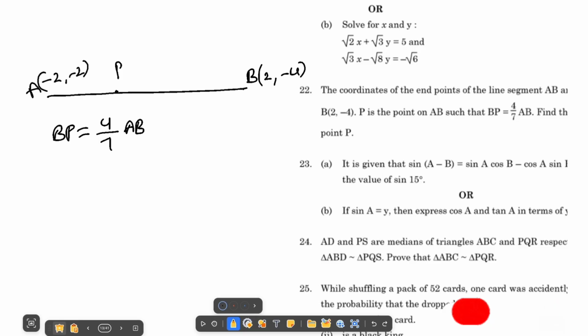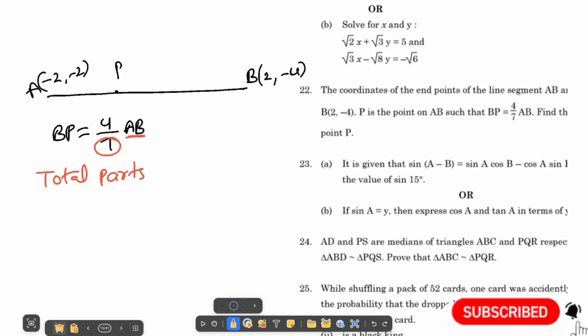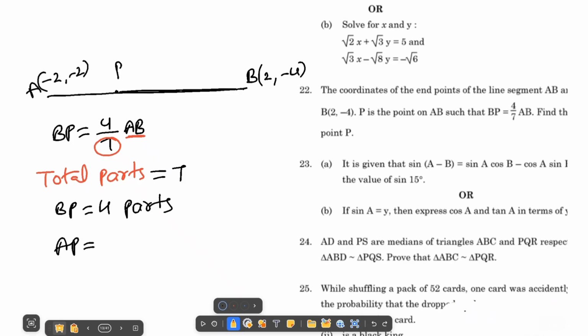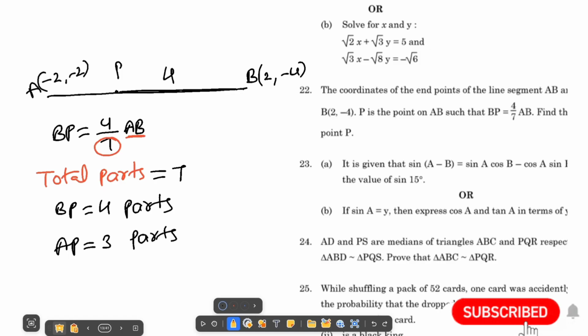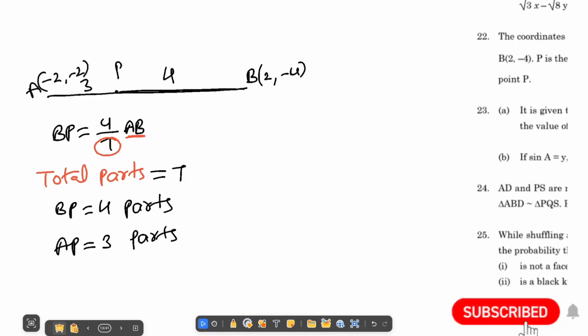So the meaning of that one is this AB is divided into 7 parts. Here total equal parts are 7. Out of that, BP is 4 parts, and AP is 3 parts. So BP will be 4 parts and AP will be 3 parts. That means P divides AB in the ratio 3:4. So we have to apply the section formula to find coordinates of P. So let's apply the section formula.